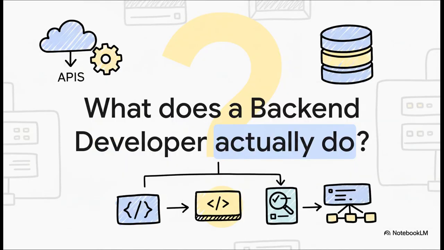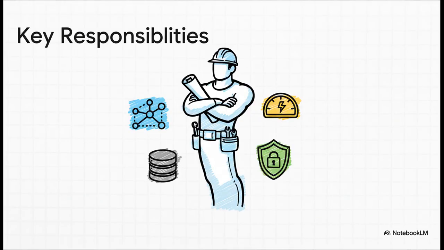Okay, so if the back end is this hidden engine room, what does a back-end developer actually do all day? What's their job? Well, they're basically the architects and engineers of that engine room. They're the ones building the APIs that let different parts of the application talk to each other. They're in charge of the database, where all the important information lives. They have to make sure everything is running fast and can handle tons of users. And maybe most importantly, they're responsible for processing and securing all our data. They are, quite literally, the backbone of any application.